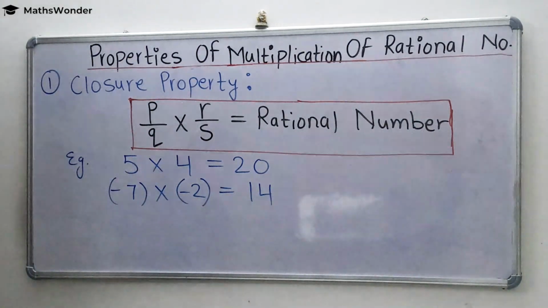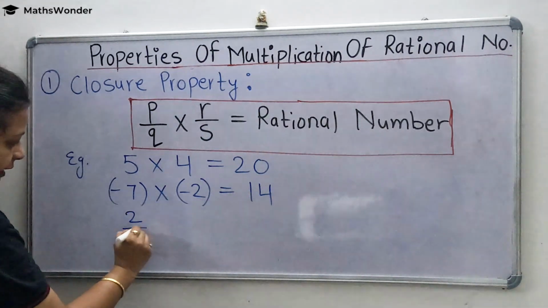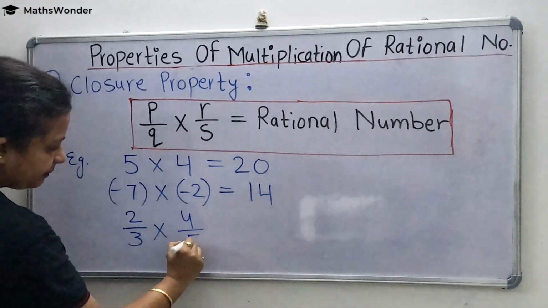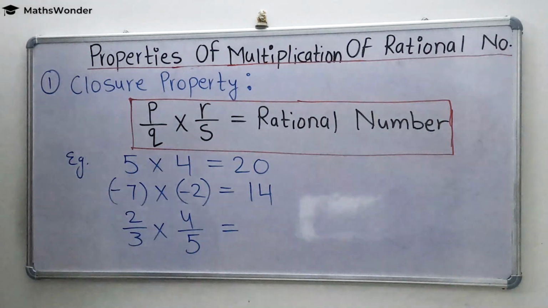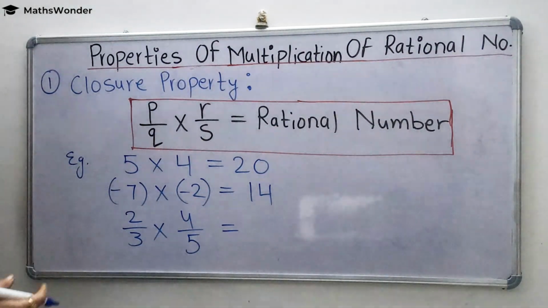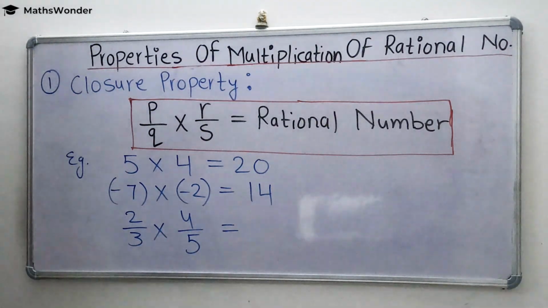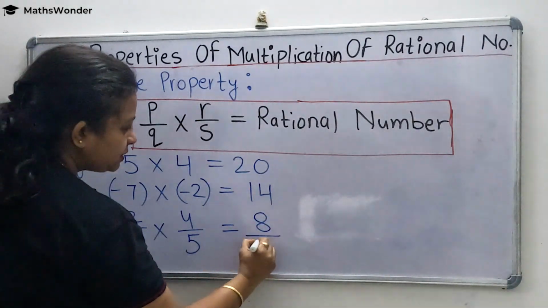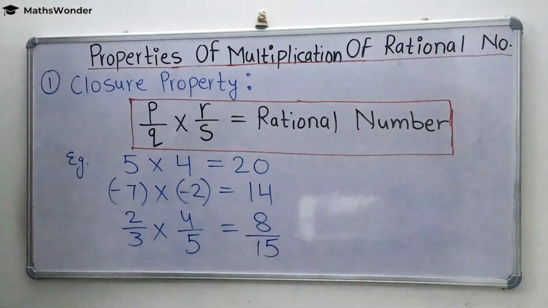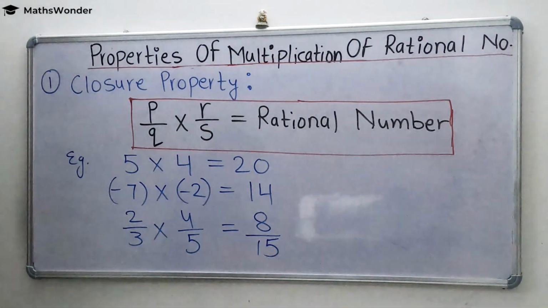Same we can do in rational numbers. 2 over 3 times 4 over 5. First of all, we'll check: can we simplify anything here? If we can simplify, then it's okay. If not, you just multiply normally, as you know. We learned in the last grade how to multiply rational numbers. So 2 times 4 is 8, 3 times 5 is 15. So numerator multiplies with numerator and denominator multiplies with denominator, right? So this is the concept of multiplication.